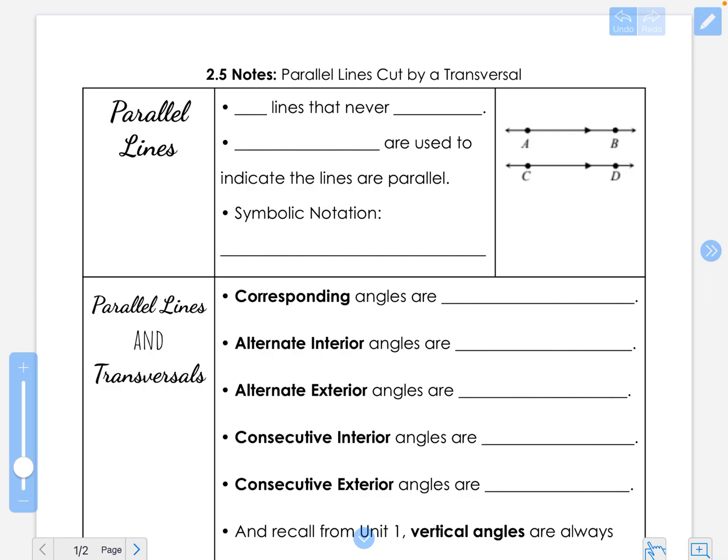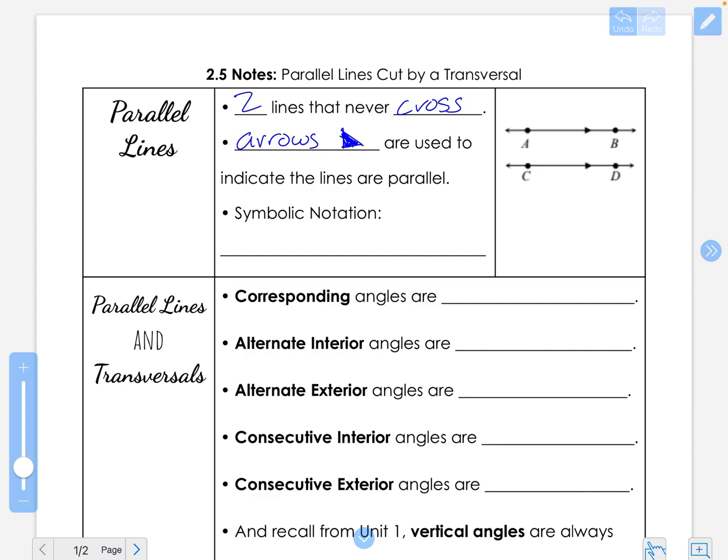Today we're going to look at transversals cutting through parallel lines. So a real quick brief overview about parallel lines. They are two lines that never cross. Parallel lines are identified by arrows. And they're going to be filled in and they're going to be on the lines. And I'll give you another example here.